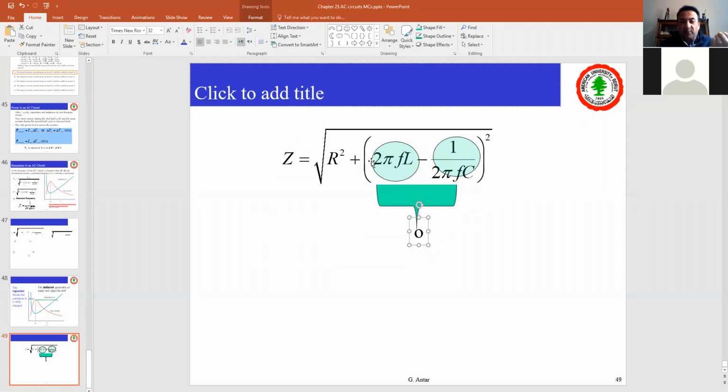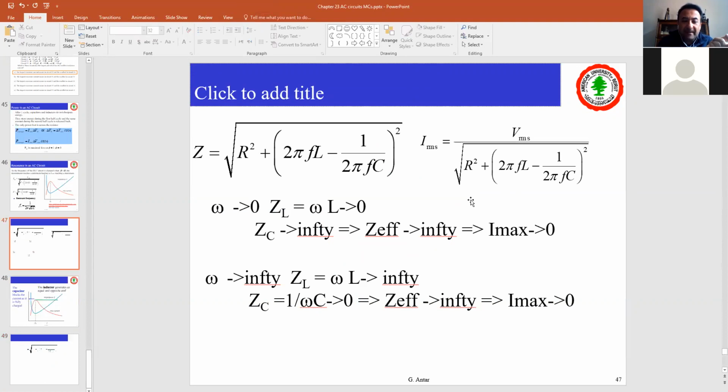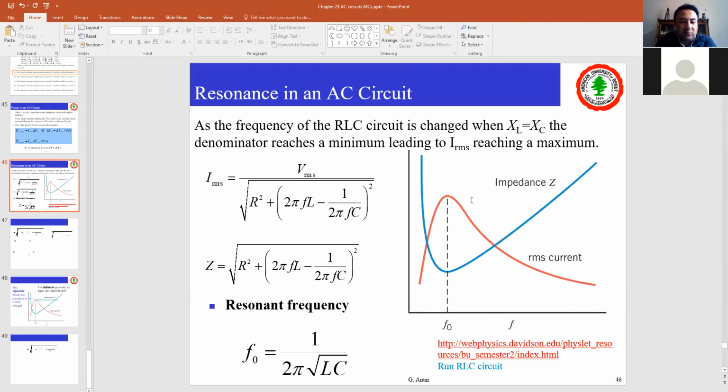So when you put 2 pi F0 L equal to 1 over 2 pi F0 C, then you end up with F0 equal to 1 over 2 pi square root of LC, and this is your resonance frequency. At this resonance frequency, you have maximum current and minimum impedance in your circuit. So I consider this done now.